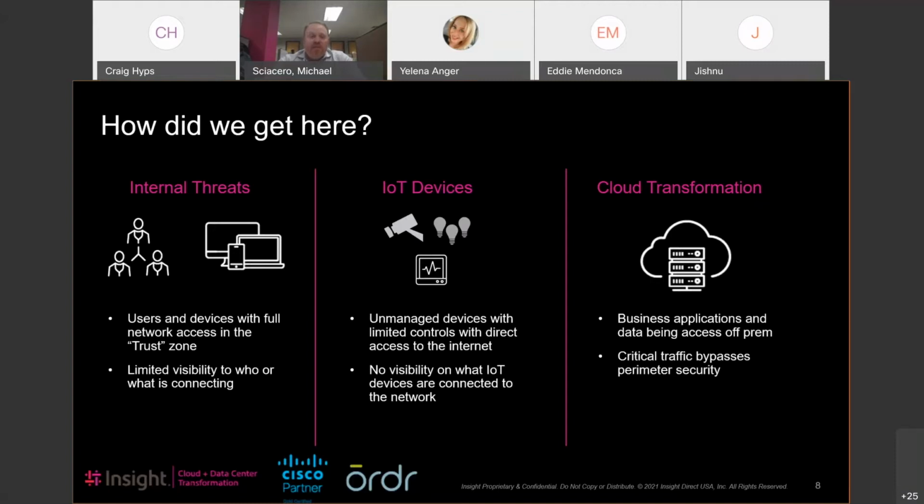These are unmanaged devices, and more and more of them are required, especially in healthcare, to be connected to the environment to run a successful business. These devices tend to be unmanaged and a lot of times unpatched. They could have access to the internet to do their business function. But without visibility of these IoT devices connected to the network, it's hard to really know exactly what they're doing or should be doing. And then cloud transformation: business applications being accessed off-prem, and critical traffic via the cloud bypassing the traditional perimeters that we've invested so heavily in. So I hope you're noticing a theme around visibility, or lack of visibility, as a major issue.